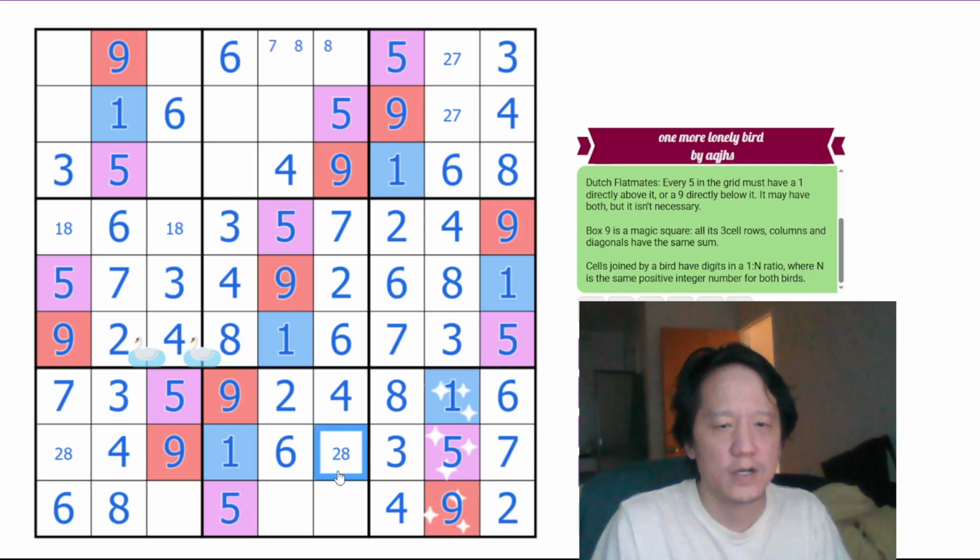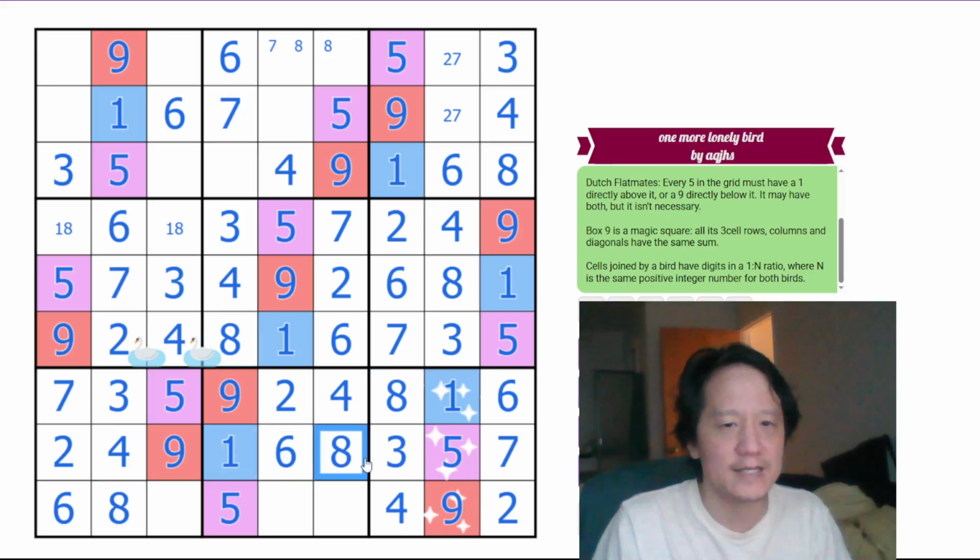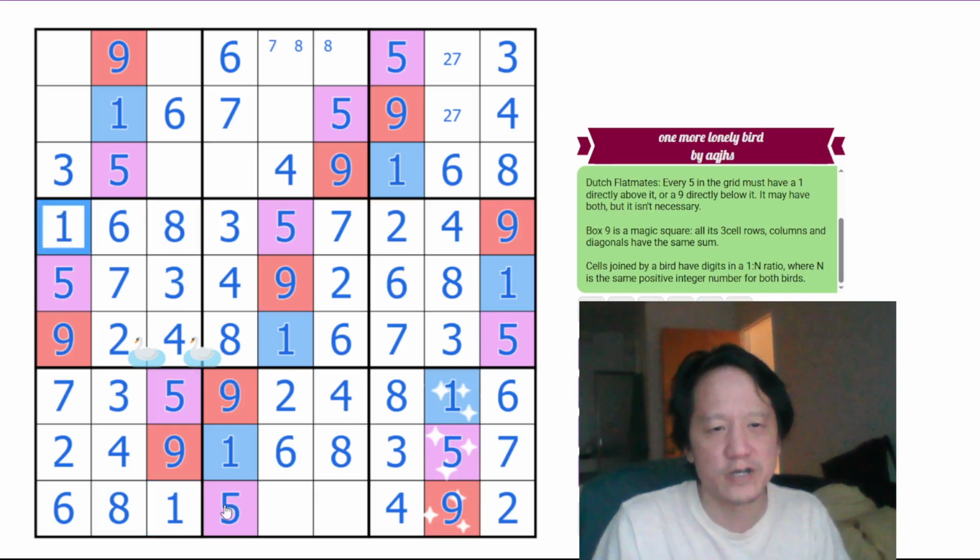So in box 2, say this was 2. That would mean this can't be 2. This is 2, so this is 8, which makes this 2. In box 2, 7 has to be in the same position. In box 8, 8 is in the same position, so that's fine. That leaves us a 1, which means this can't be 1. This is 8. This is 1.